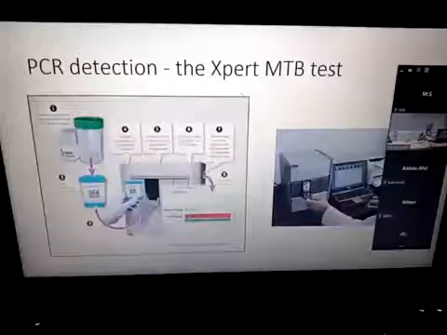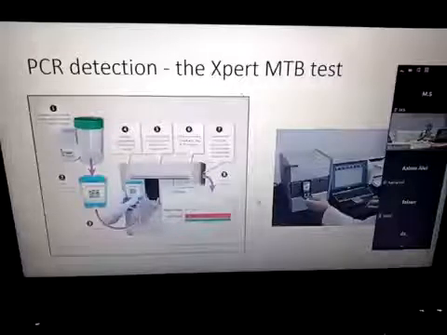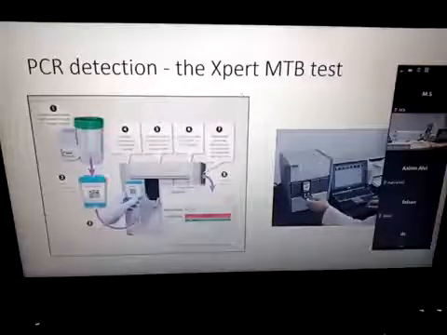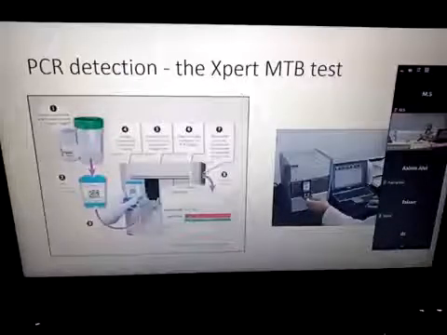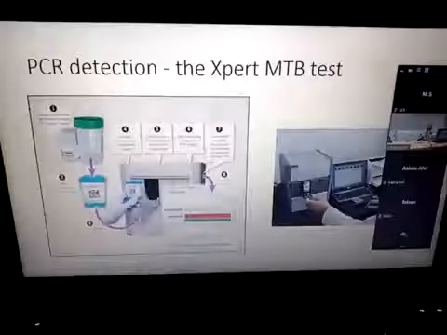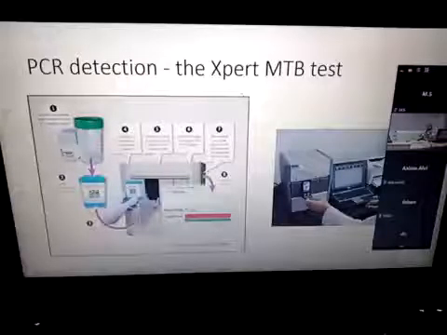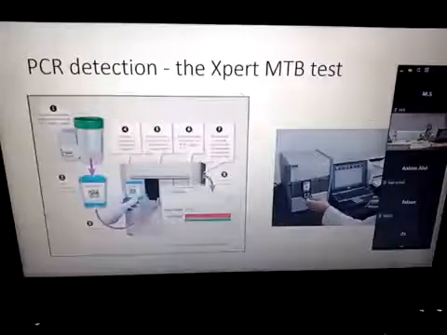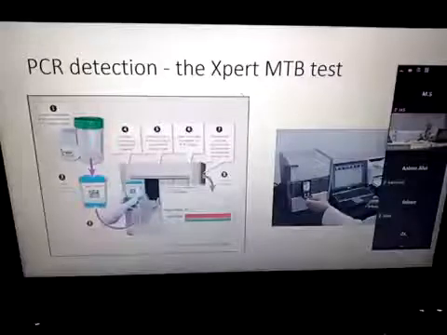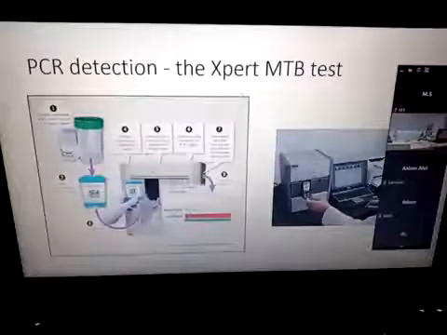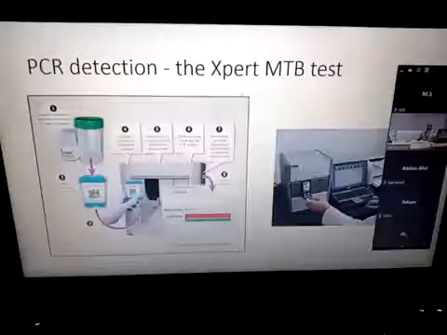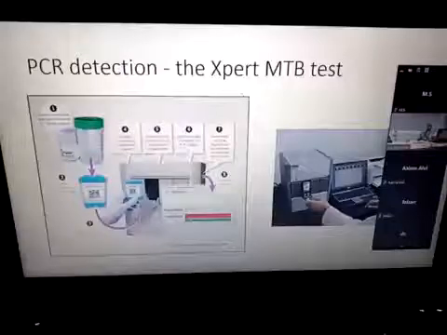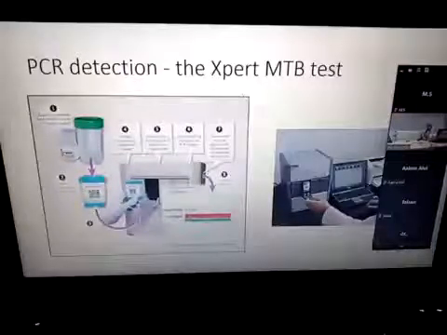And it's a very very sensitive way. It is better than smear. In smear, we need about 1,000 to 10,000 bacilli in 1 ml for them to show up on the smear. However, the sensitivity of this test, the load it can detect, is about 100 to 150 bacilli per ml.